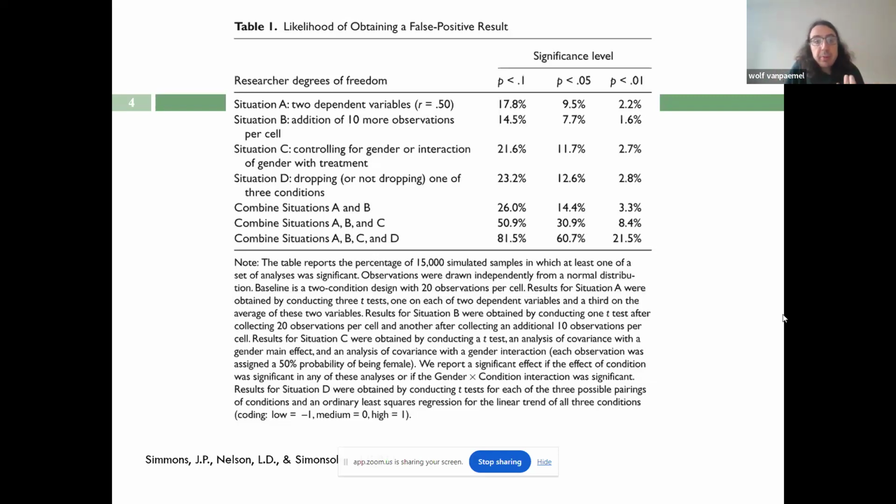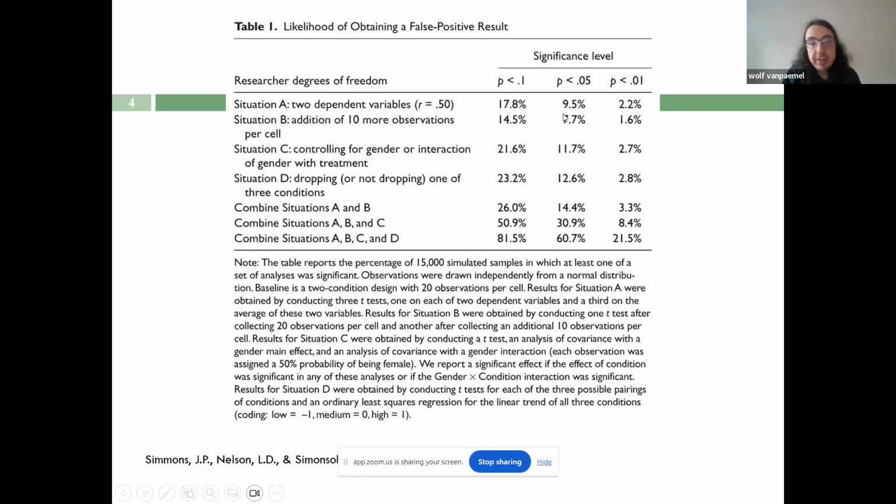If you exploit those research degrees of freedom, you don't have your 5% error rate anymore. If you look at the middle column here, ideally that's the probability of obtaining a false positive result. We accept that 5% is okay. Some people go to 1%, but there is one value that we put up front and say, okay, this is okay. All these percentages are much higher. What do these percentages indicate? These are examples of what happens if you exploit your research degrees of freedom.